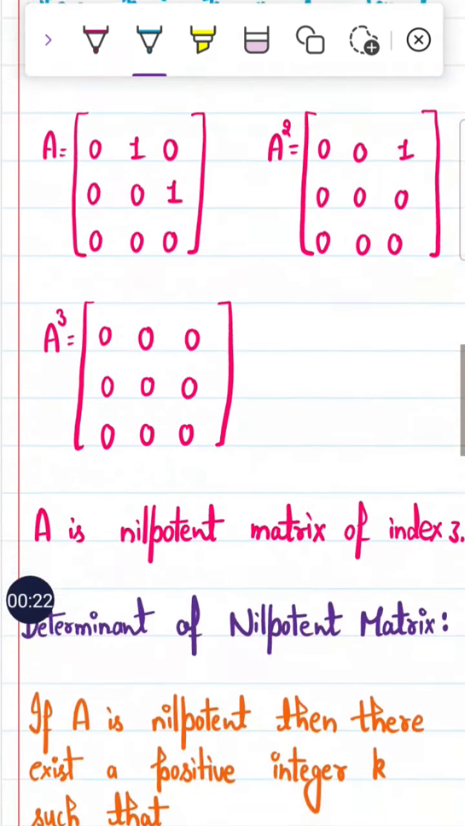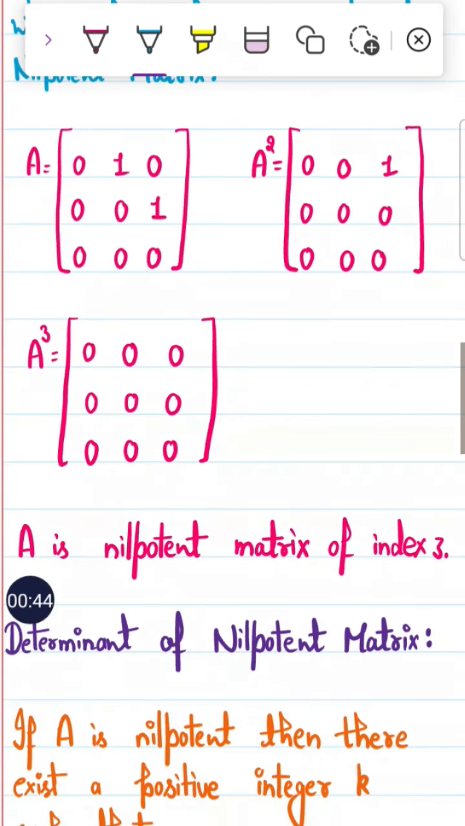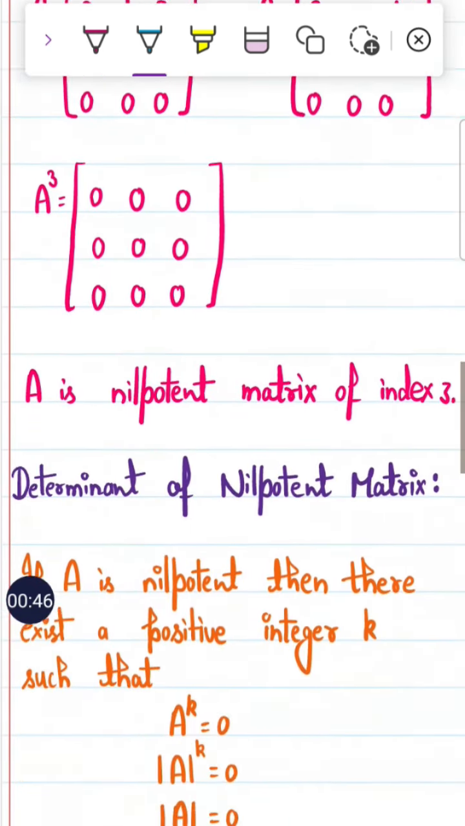Now let us understand this by an example. The example is A equals [0, 1, 0; 0, 0, 1; 0, 0, 0]. Then we will take A square. This will become a matrix where only one entry is non-zero. Now when we take A cube, this will become the whole zero matrix. This implies that the index of nilpotent matrix A is 3, right?